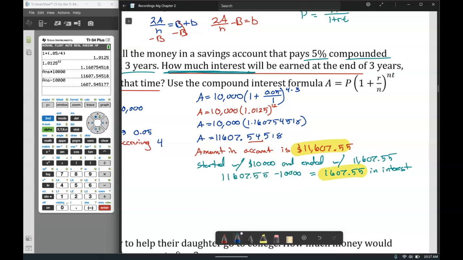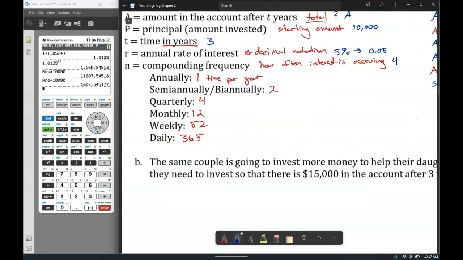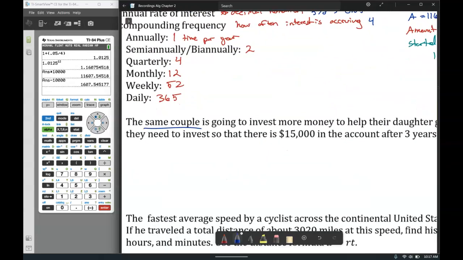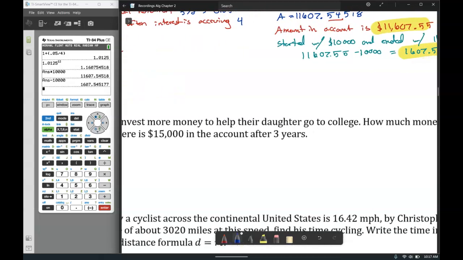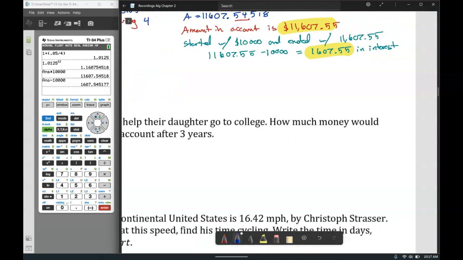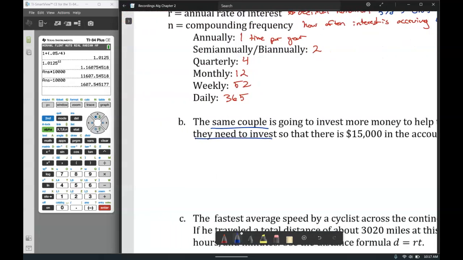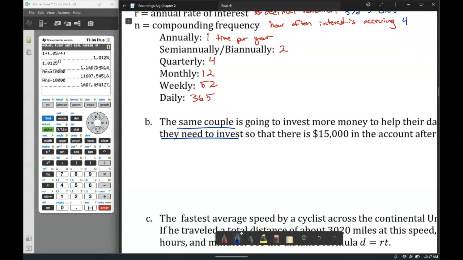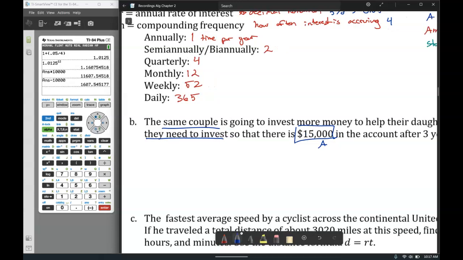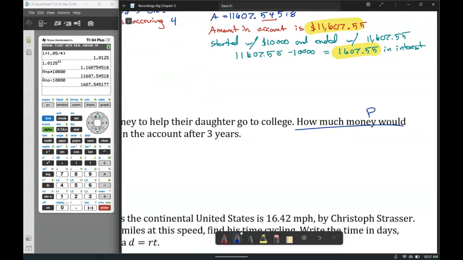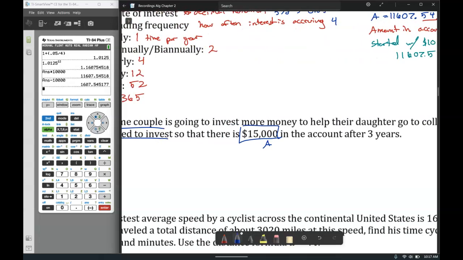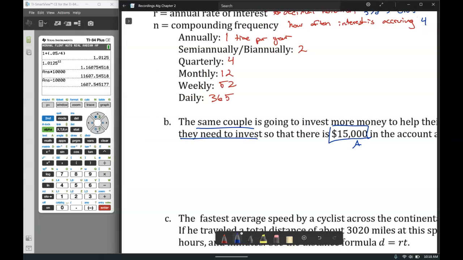Now let's take a look at the next example, and it extends on this. The same couple, so everything that we had above, is going to invest more money to help their daughter go to college. How much money would they need to invest so that there is $15,000 in the account after 3 years? And so what this has done is said, okay, this is the new total that we want, and we want to solve for what the new principal needs to be so that this amount is going to be higher than what it was originally.